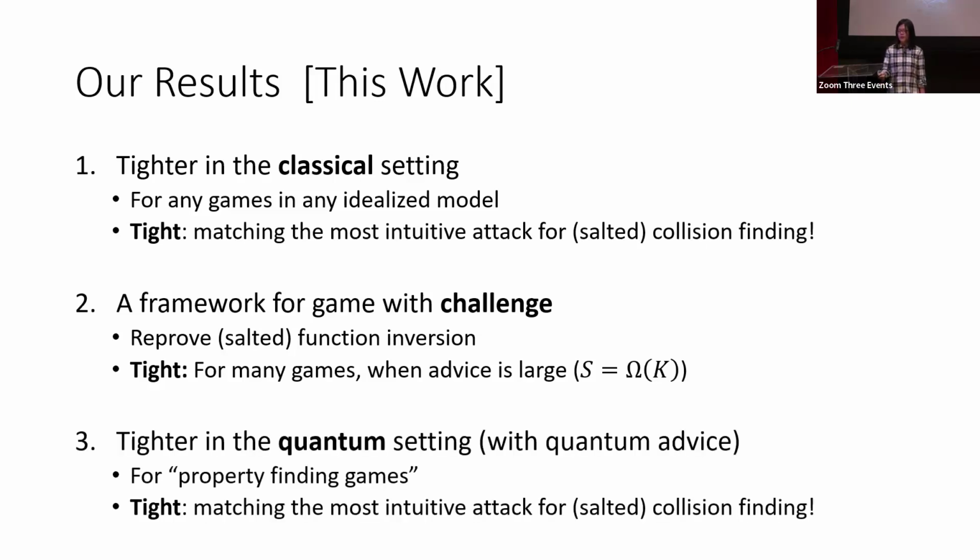We also care about the quantum case, where we get a tighter bound in the quantum random oracle model for a special set of games which we call property finding games. Collision finding is one of them. So we also get a tight bound for salted collision finding that matches the most intuitive attack, even against a preprocessing quantum adversary with quantum advice.